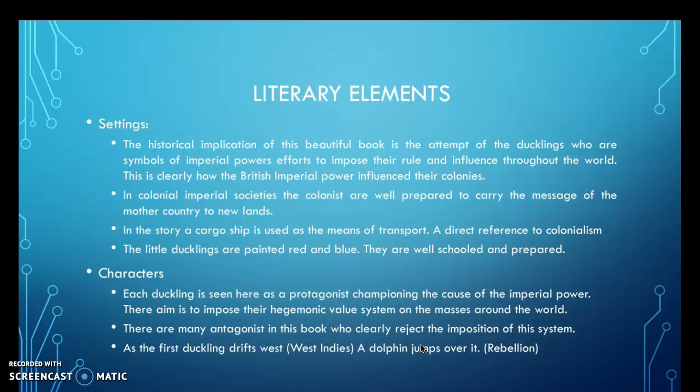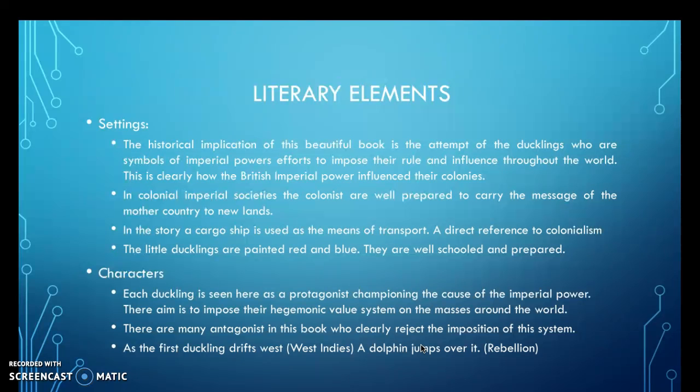In colonial imperial societies, the colonists were well prepared before they were sent out by the mother country to carry out the exact same message to the ends of the world. Every new land that they found, they influenced with the same message from the mother country.